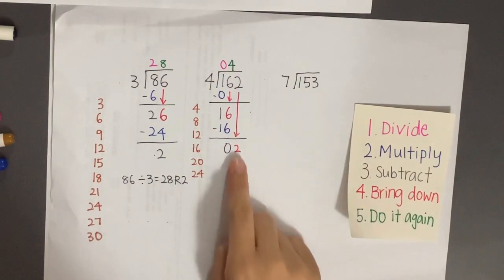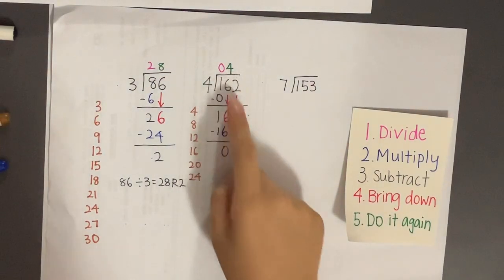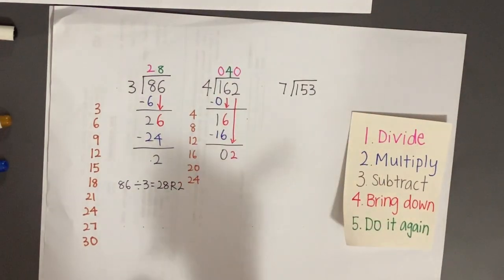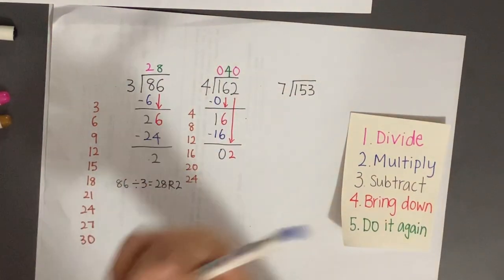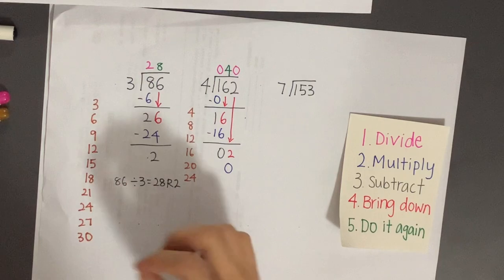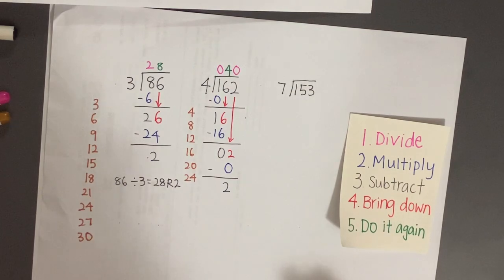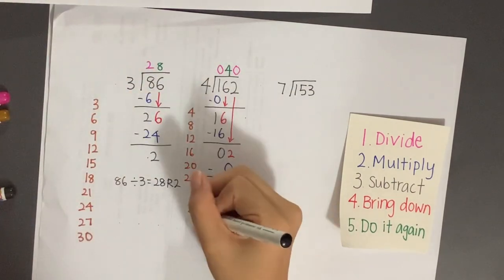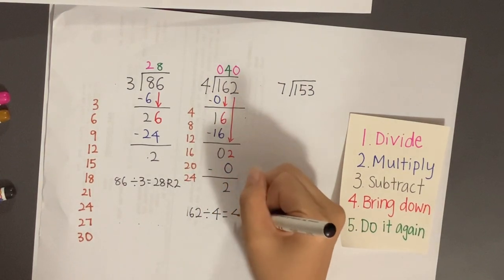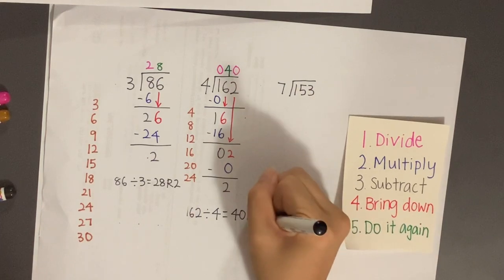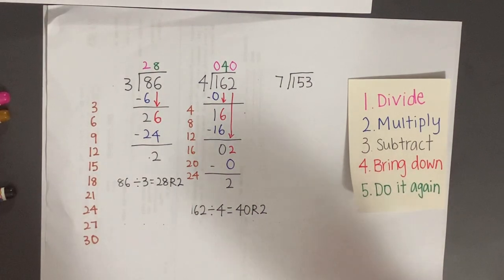If I do it again, I'll go back to divide. Can 2 divide by 4? No, because 2 is smaller than 4, which means I should put a 0. 4 times 0 is 0. And when I subtract it, I have 2 left. So 162 divided by 4 is 40, remainder 2. And last but not least, 153 divided by 7.